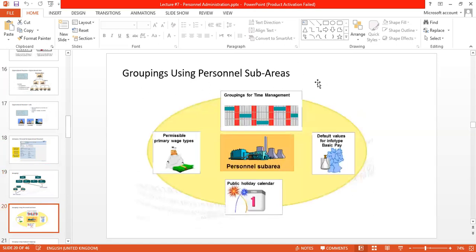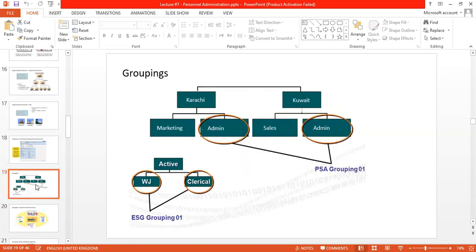Okay, groupings using personnel sub areas. We talked about groupings, like for example, personnel sub areas, which is departments. They are grouped together because of their nature, and that nature will be decided by consultants, why a grouping is needed. It might be because of the nature of the work of the people working over there. That could be based on the position and the jobs they have, and based on that, we shall go for personnel sub area grouping.